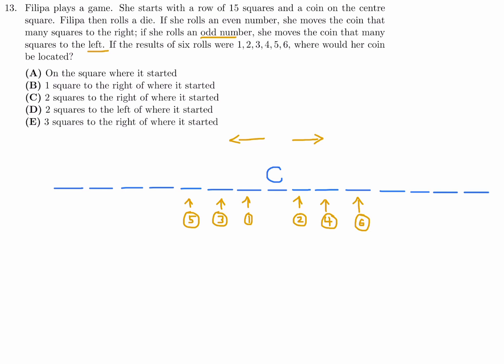So which of the answer choices matches that spot? And that is 3 squares to the right of where she started. So number 13, the answer is E.